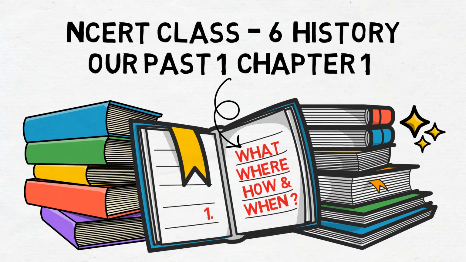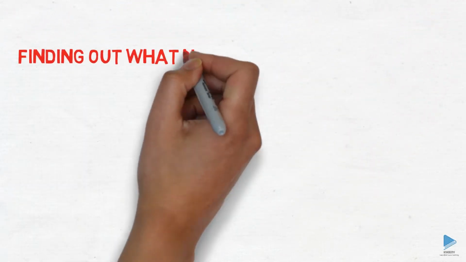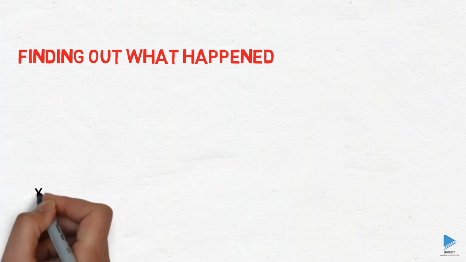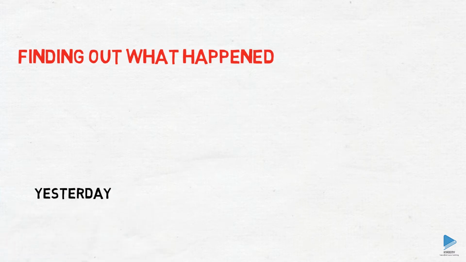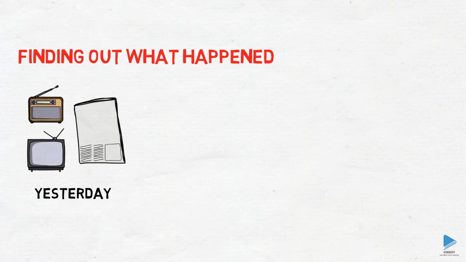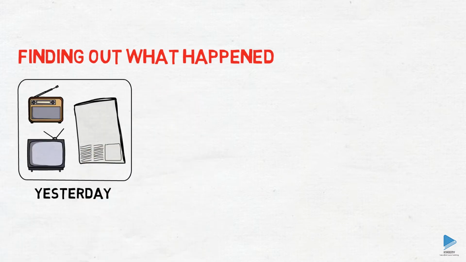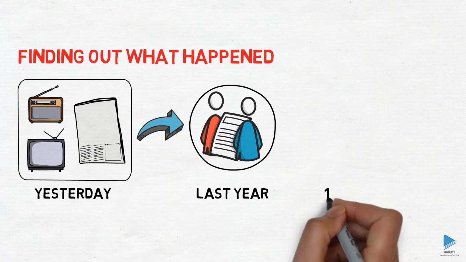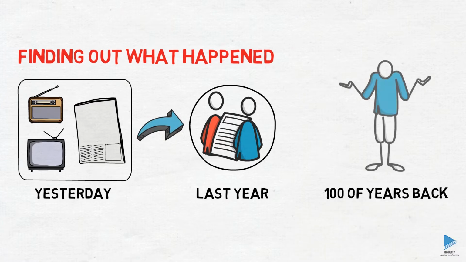As we know, history is about the events of the past. So, how do we find what happened in the past? For finding out about events that happened few days back, we can listen to radio, watch television or read newspaper. For events of last year, we can ask someone who remembers. But what about things that happened long back? We will see in this chapter how it can be done.